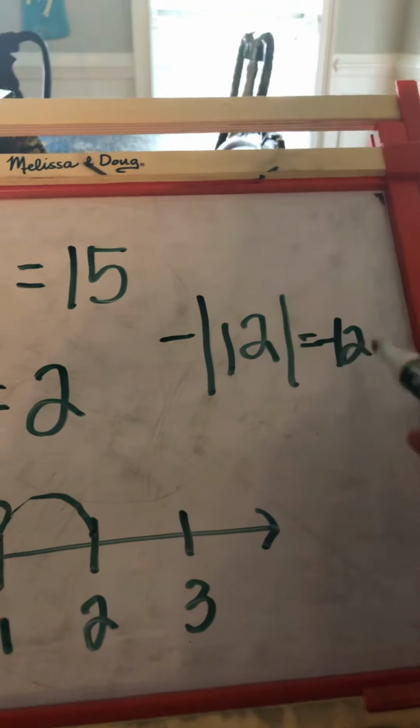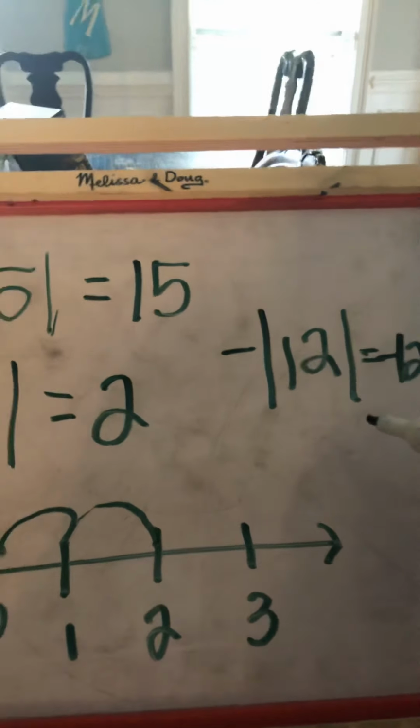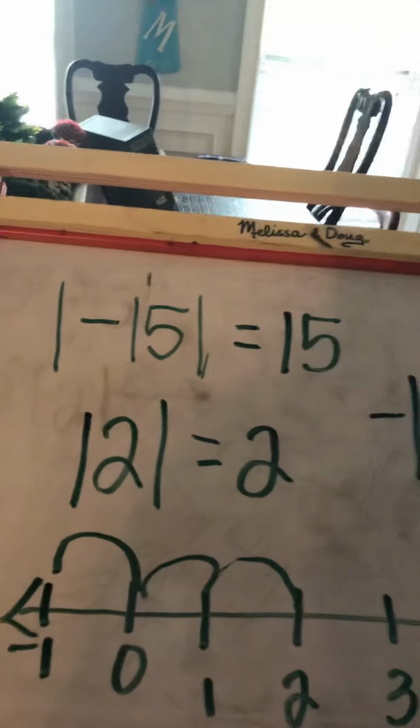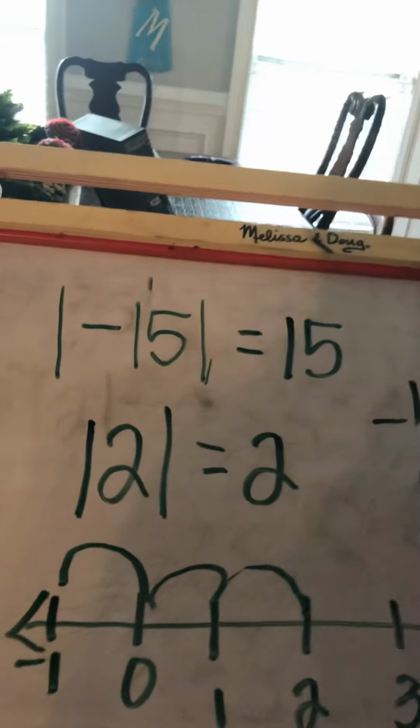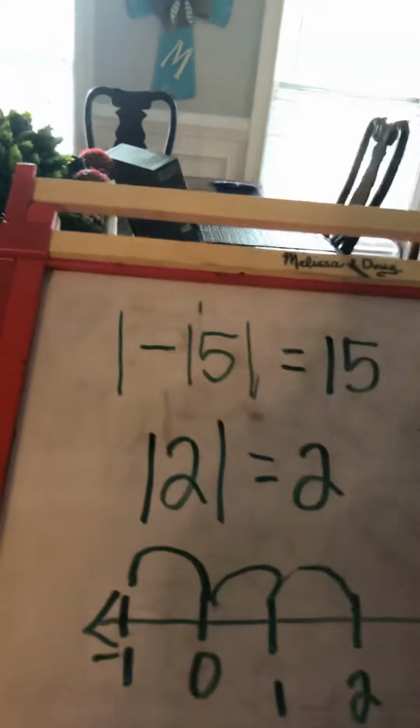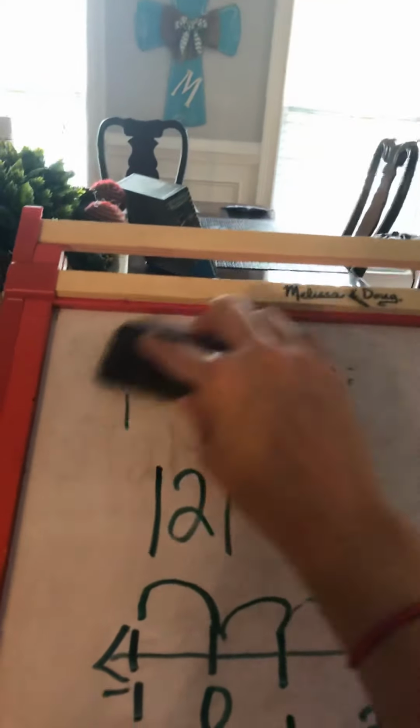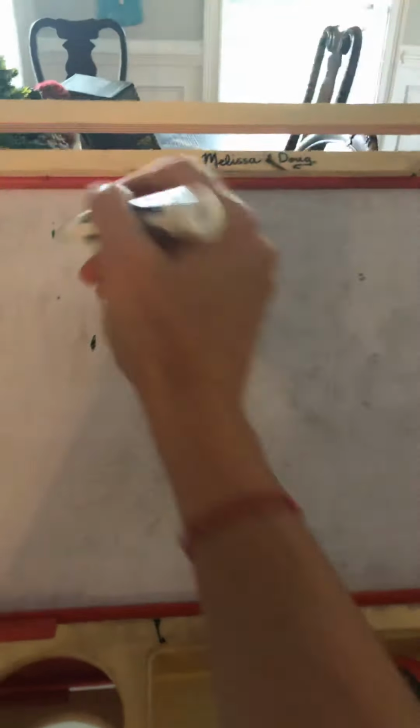That's a negative 12. Okay, so that's absolute value. If you have any questions, please email me. Absolute value is distance from 0 on a number line. Distance is always positive, but remember, if you have that negative on the outside of the absolute value sign, then you can have a negative answer. All right, let's go ahead and review how to order integers from least to greatest.